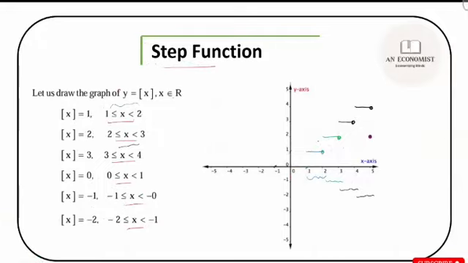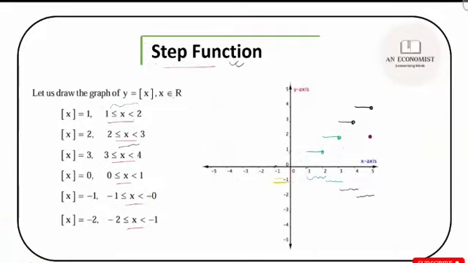So you can see that it's a step like function. Why it is called step function? Because the graph looks like steps, right? Parallel steps. Now you can do similar things here. What we will see, minus 1 to 0, the value is here, minus 1.